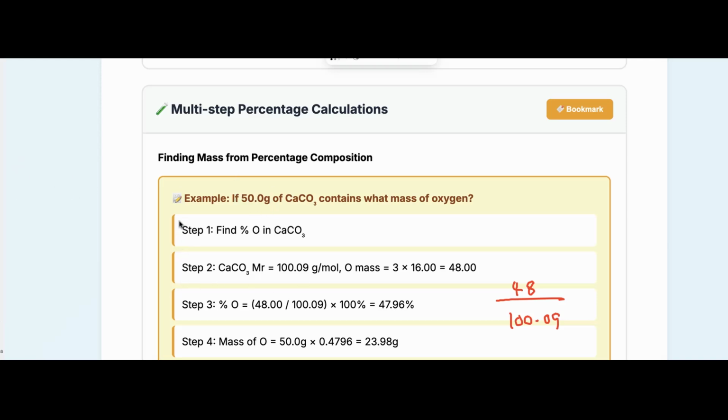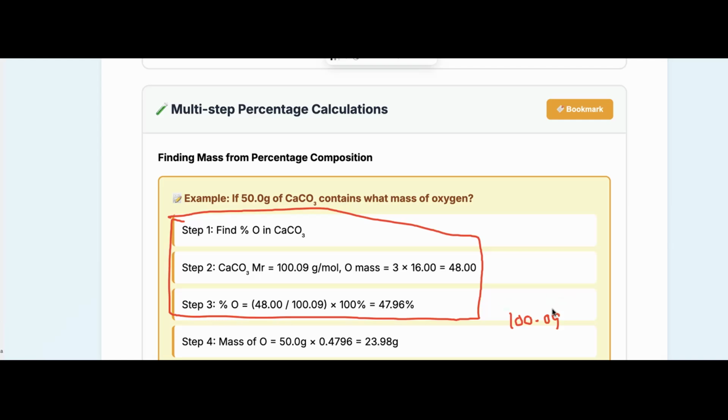So again, I have 50 grams of the calcium carbonate. In the first 3 steps, you found the percentage mass generally in a calcium carbonate compound. Take care, this is a complex compound, meaning it has 2 steps or more. So I get 47.96. This is the percent of oxygen in any calcium carbonate.